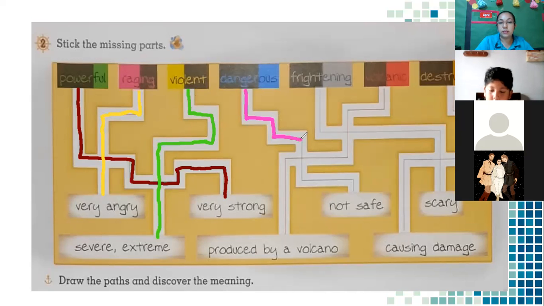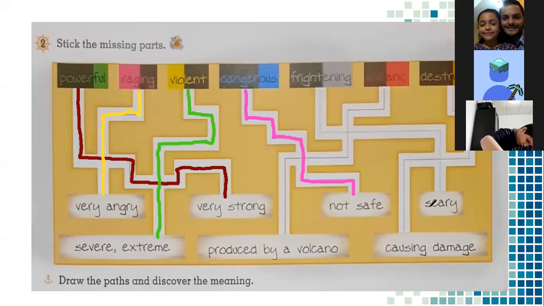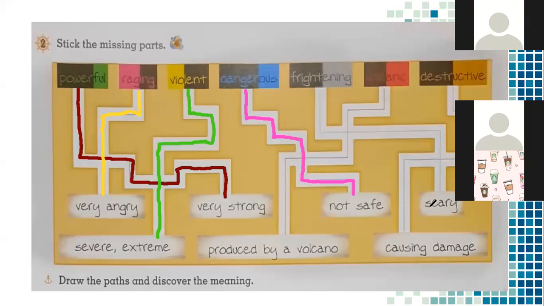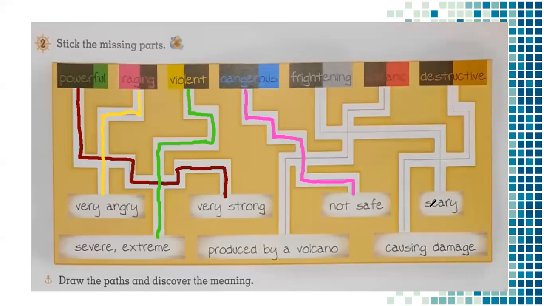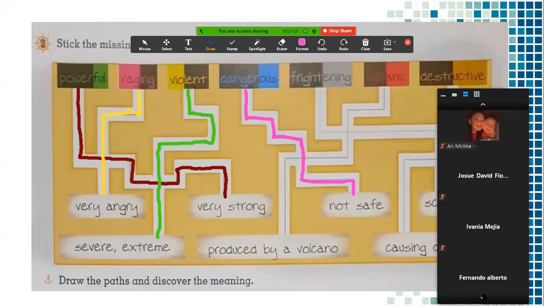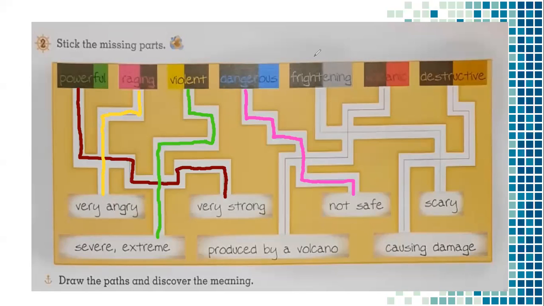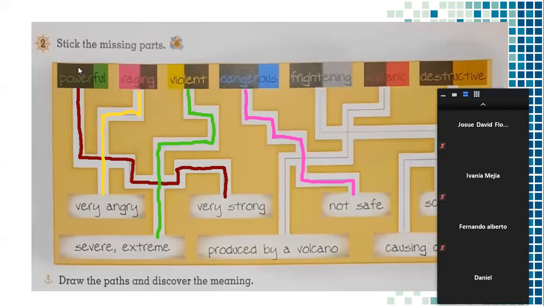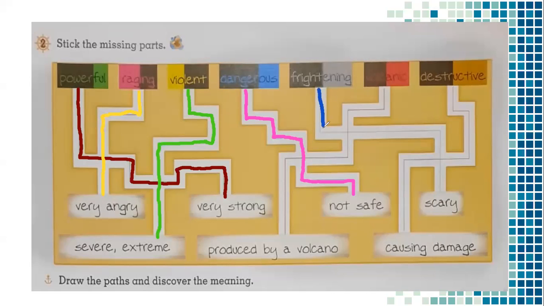Dangerous, okay? The definition of this one is not safe, yes? That means unsafe, not safe. This one is the meaning of dangerous. Okay, you can follow the path or draw the path with different colors. Yes, you can use your markers. Then we have, let me see, frightening. Okay, in that case, what is the meaning of frightening? So let's see. Is scary, yeah? Okay, scary, frightening.